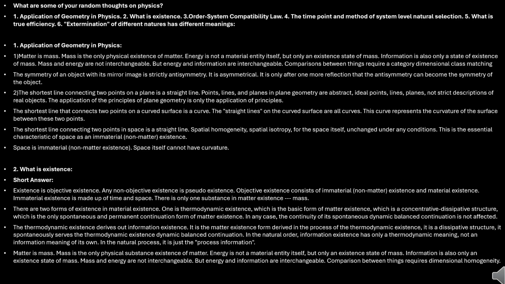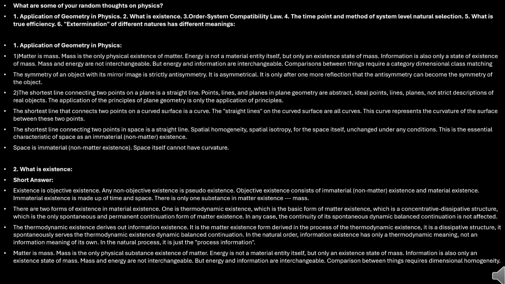One is thermodynamic existence, which is the basic form of matter existence, which is a concentrative dissipative structure, which is the only spontaneous and permanent continuation form of matter existence. In any case, the continuity of its spontaneous dynamic balanced continuation is not affected. The thermodynamic existence derives out information existence. It is the matter existence form derived in the process of the thermodynamic existence.